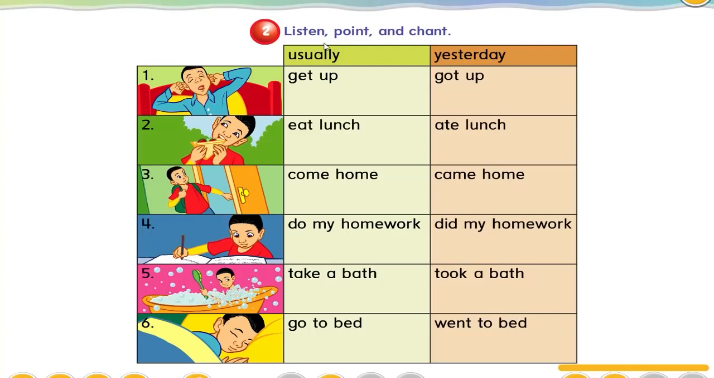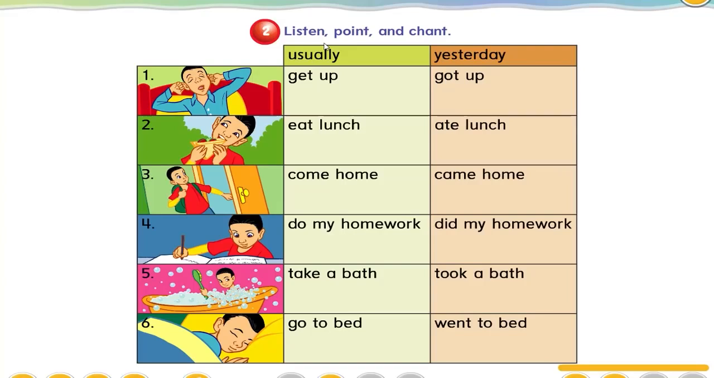I usually do my homework at 5:30. Yesterday, I did my homework at 8:30. I usually take a bath at 8 o'clock. Yesterday, I took a bath at 6:30. I usually go to bed at 10 o'clock. Yesterday I went to bed at 9:30. Good. Now you do it.